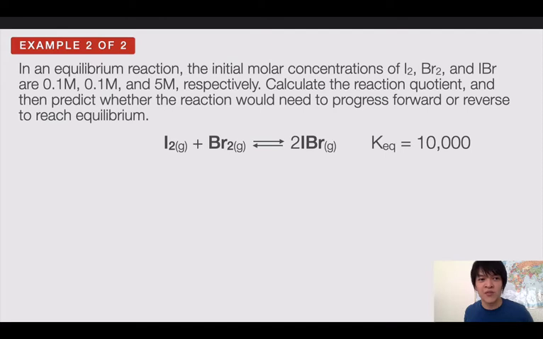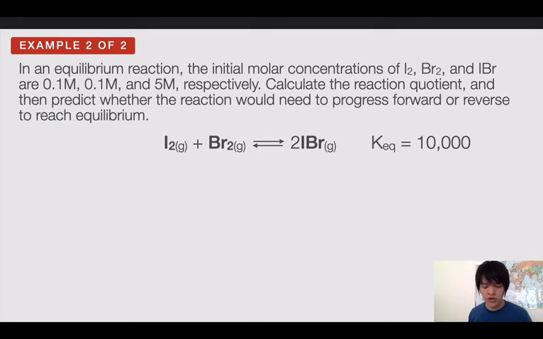Now here's the second example. In an equilibrium reaction, the initial molar concentrations of iodine gas, bromine gas, and iodine monobromide is 0.1 molar, 0.1 molar, and 5 molar respectively. Calculate the reaction quotient and then predict whether the reaction would need to progress forward or reverse to reach equilibrium. Okay, same idea. We have our chemical equation on the bottom. We also have KEQ given to us.